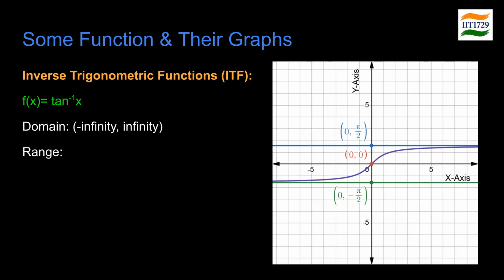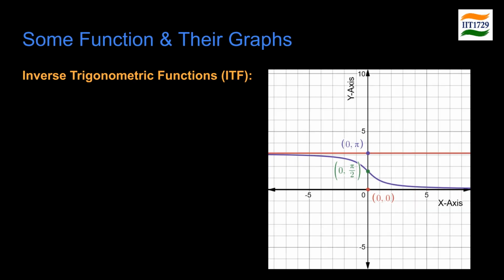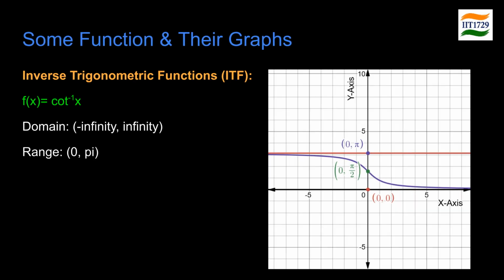The inverse tangent function has a domain of all real numbers. Its range is bounded between -π/2 and π/2, non-inclusive. You can see it in the graph. Similarly, the inverse cotangent function has a domain of all real numbers. Its range spans the interval from 0 to pi, exclusive of both endpoints. Look at the graph of inverse cotangent function.